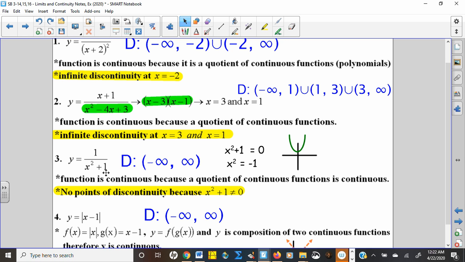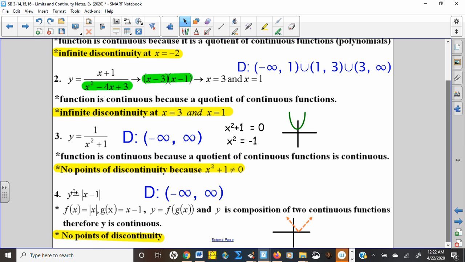So this is going to be no discontinuities and continuous over all real numbers. Number 4 is just an absolute value function. We know absolute value functions normally are right here at 0, 0, but this one looks like it got translated 1 unit to the right. That's what that x minus 1 is going to do for us. And so there are no points of discontinuity for absolute value functions.